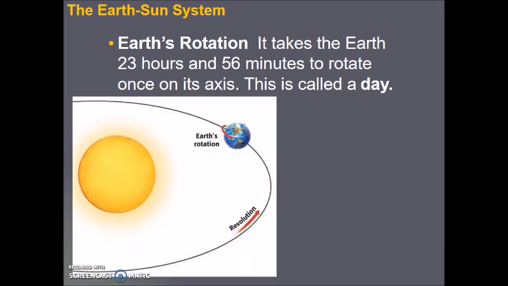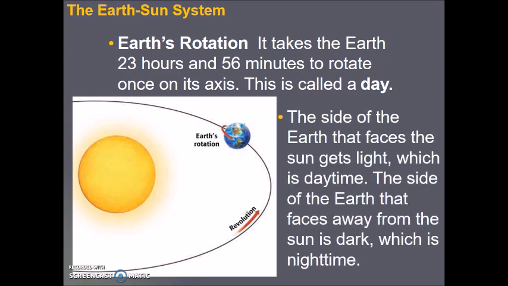In this picture, you can see as Earth moves along its revolution around the Sun, it is also rotating or spinning on its axis. Now, the side of the Earth that faces the Sun gets sunlight, and this is called daytime. The side of the Earth that faces away from the Sun is dark, which is then called nighttime. Pretty sure you're familiar with this concept.